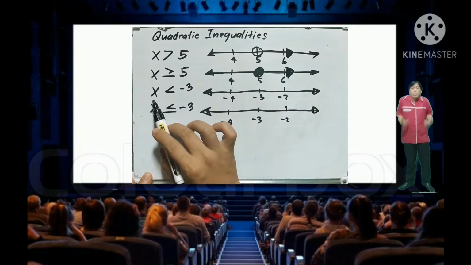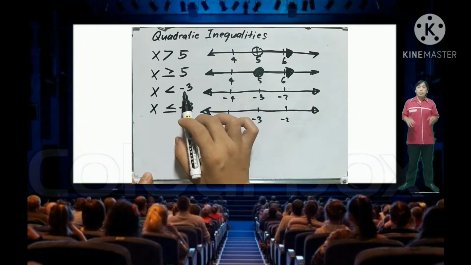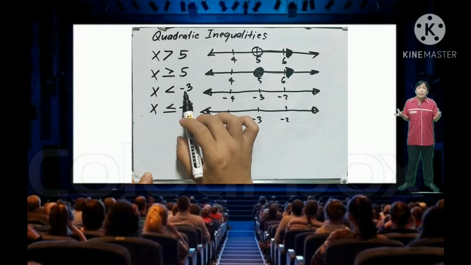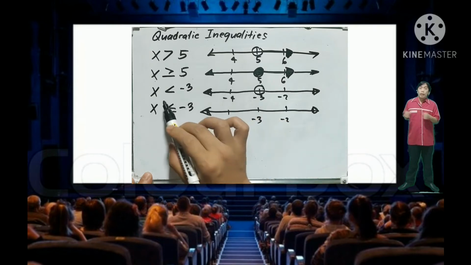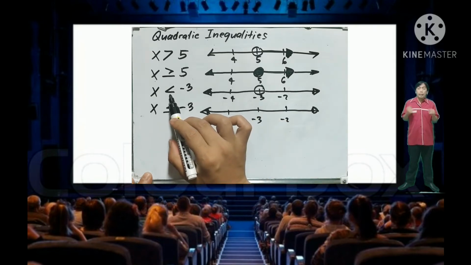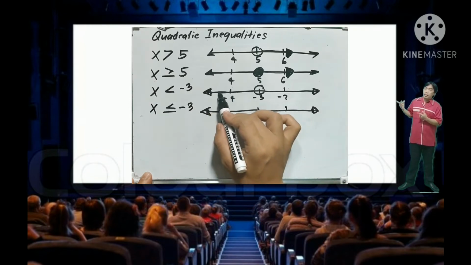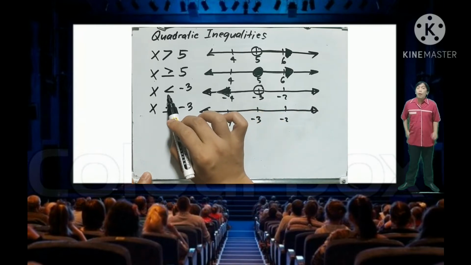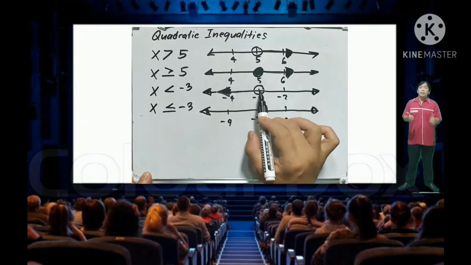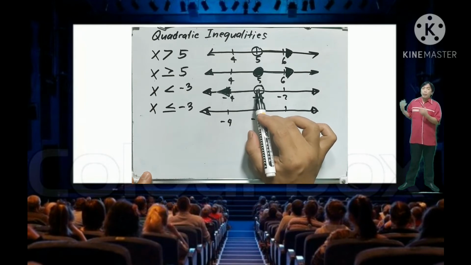Now, let's proceed to x is less than negative 3. So, first, let us locate negative 3 on the number line. So, this is negative 3. Okay? Since less than, look at this. Kung titingnan mo siya, nakaturo siya on the left side. So, the solutions are the numbers on the left side of negative 3. But since there is no bar line on this symbol, negative 3 is not a solution. So, there is a hollow circle.